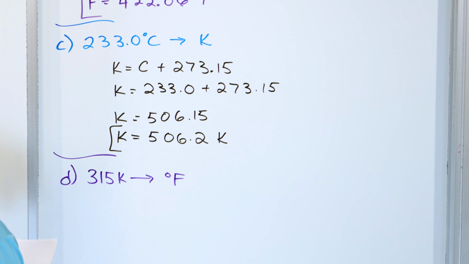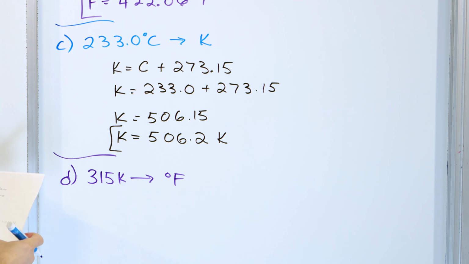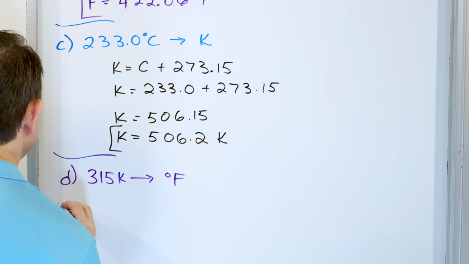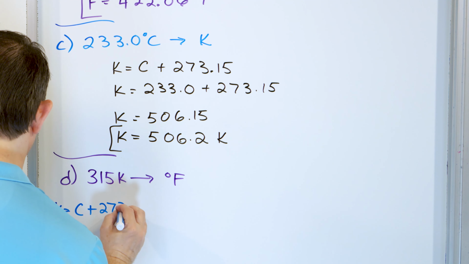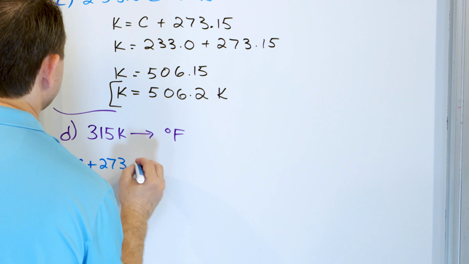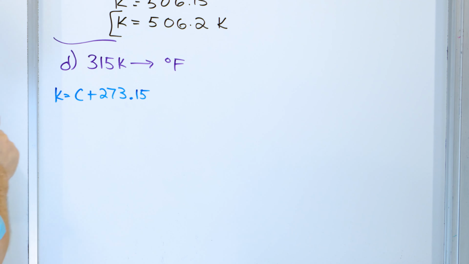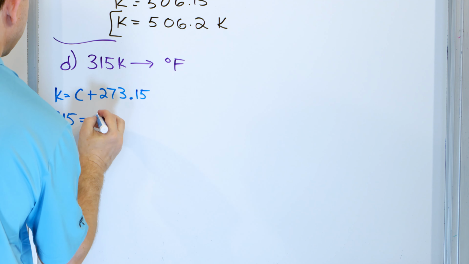So, to go from Kelvin to Celsius, what do we use? We remember that Kelvin is bigger, so what we say is that the Kelvin temperature is going to equal the Celsius temperature plus 273.15, like this. Now we know the Kelvin temperature, it's 315, and we're solving for Celsius.